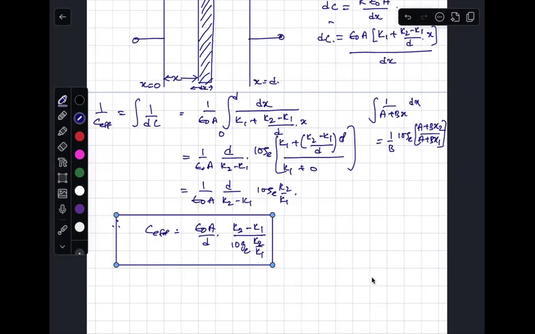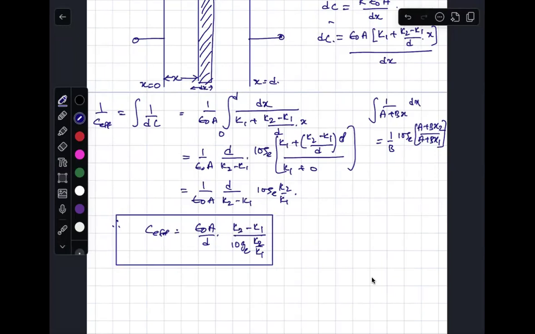What is a series effect? 1 by C is 1 by C1 plus 1 by C2 plus 1 by C3 plus so on. That's what I'm telling. 1 by C effective, how do you write? 1 by C1 plus 1 by C2 plus 1 by C3 plus so on, 1 by Cn. If it is an infinitesimal summation, it becomes the integral of 1 by dC. That is the first part of the question, which is very easy.